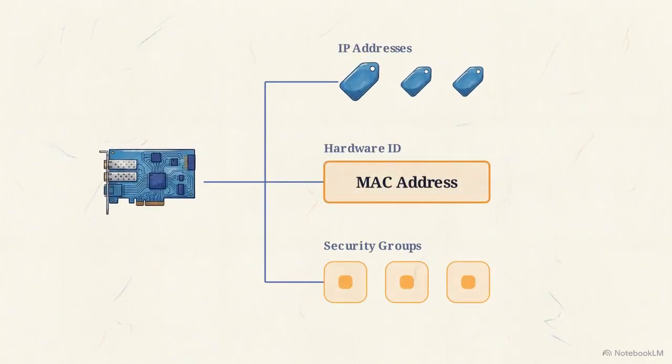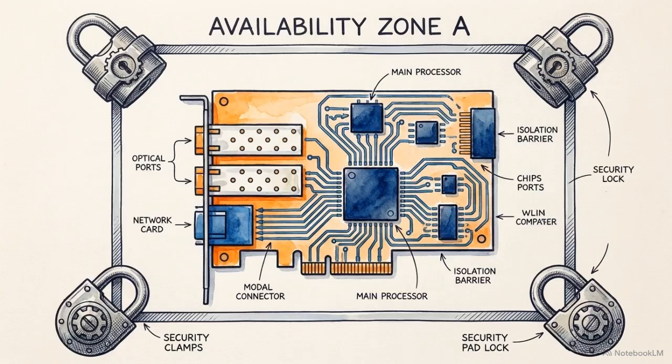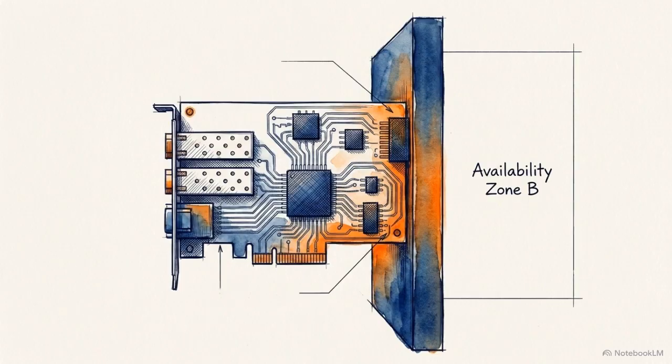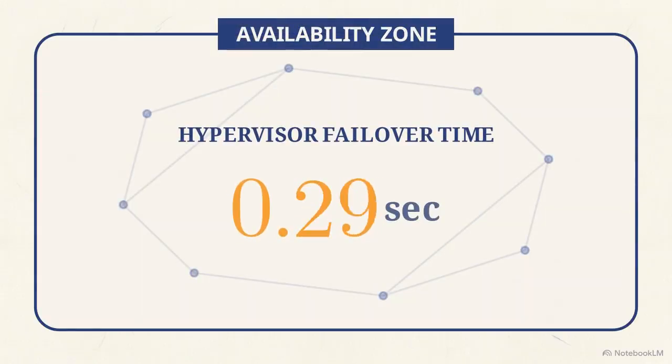This virtual network card holds your primary and secondary private IPs, your MAC address, and your stateful security groups. While an ENI gives you modular control over networking, it is permanently locked to the specific availability zone where it was created. It cannot cross boundaries into other zones. This constraint still allows for rapid recovery within a zone.